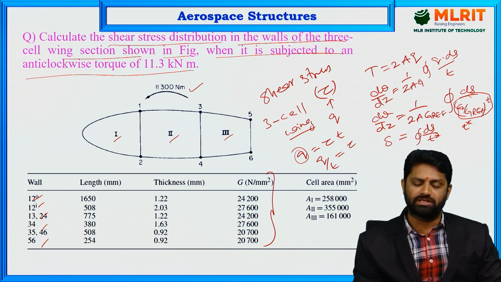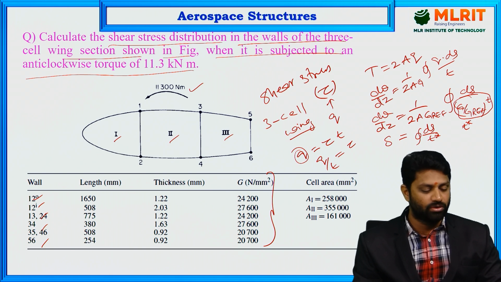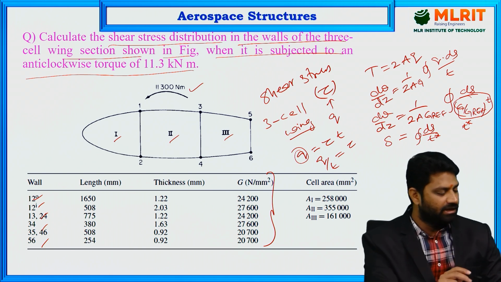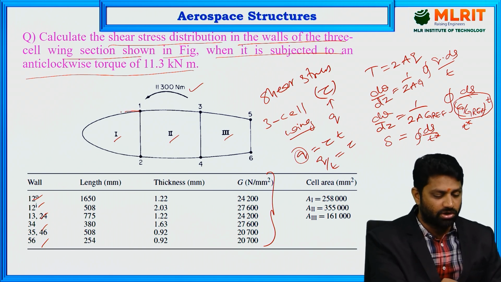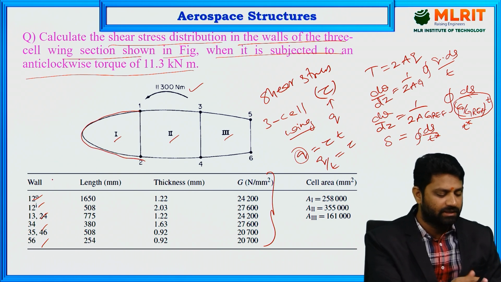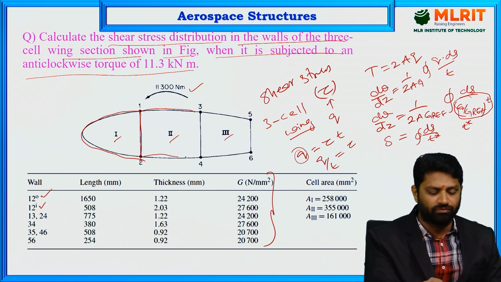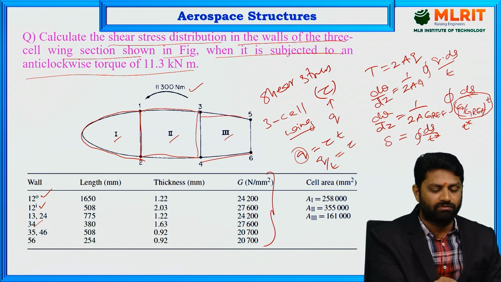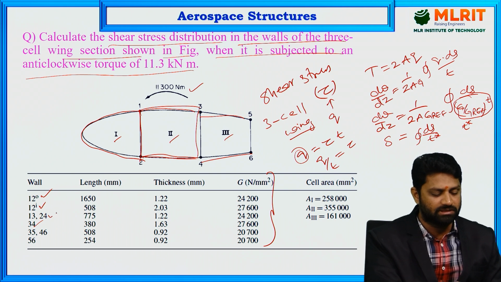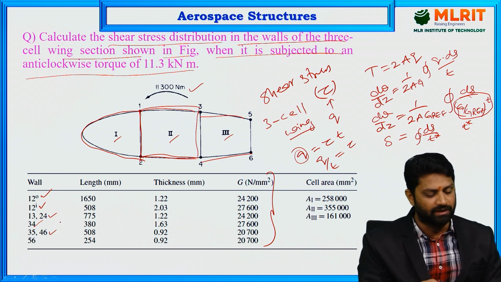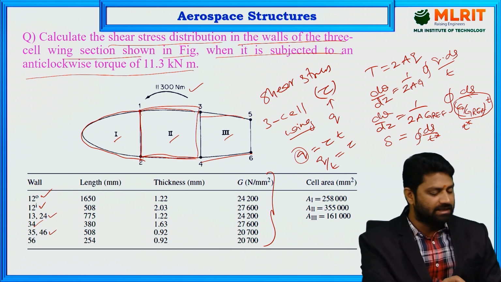So the procedure differs slightly from the last session's problem. When you look at this problem, he has given different wall lengths. This is the 1 to outer wall, and this is the 1 to inner wall, which you have to understand first. Walls 1, 3 and 2, 4, and walls 3, 4, and then 3, 5 and 4, 6 are the common walls. He has given these in common.